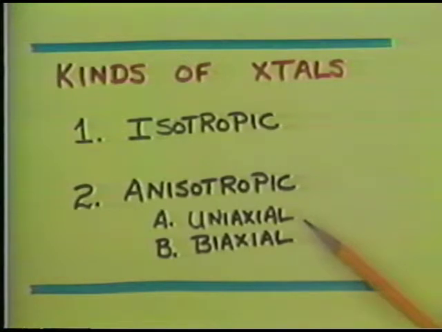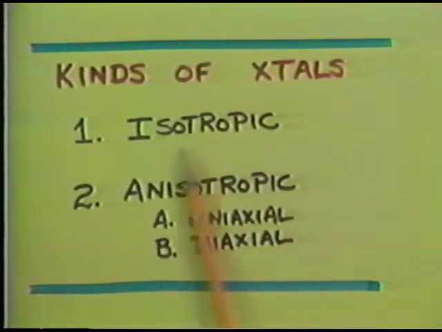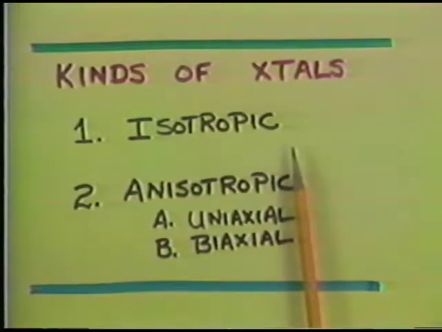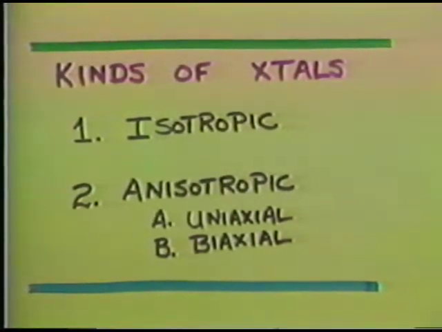Anisotropic crystals are subdivided into two groups called uniaxial and biaxial groups. And we'll talk about the distinction of these two groups later. In this particular segment, we're going to concentrate on identification of isotropic minerals, and in later tapes we'll talk about anisotropic, both uniaxial and biaxial varieties.